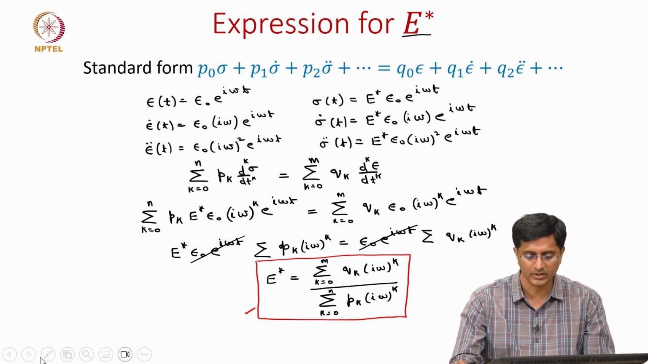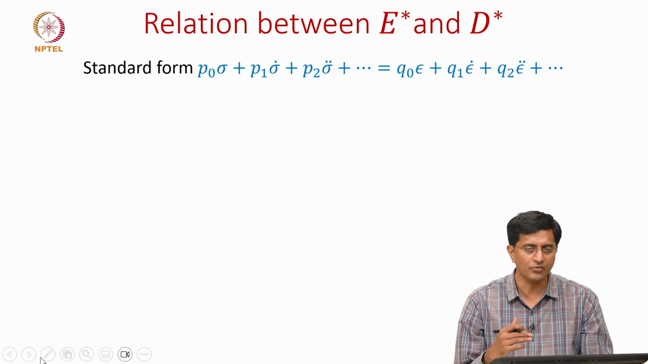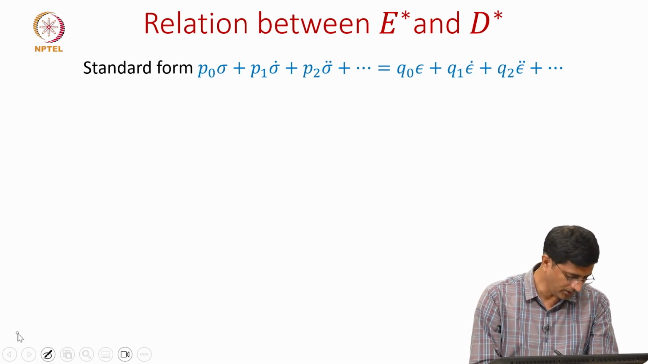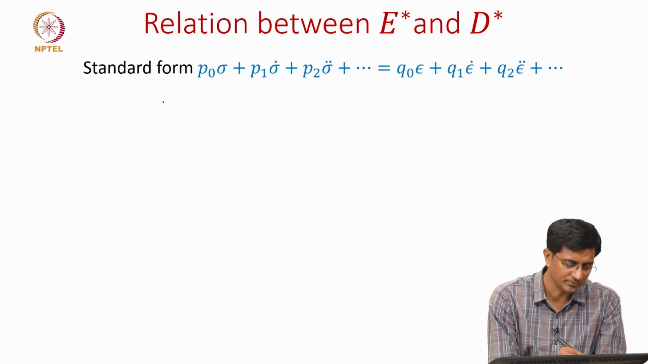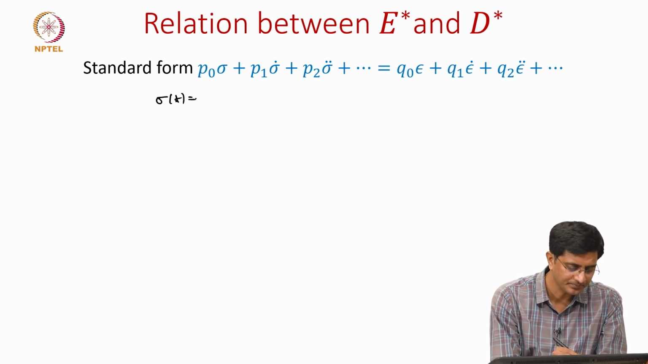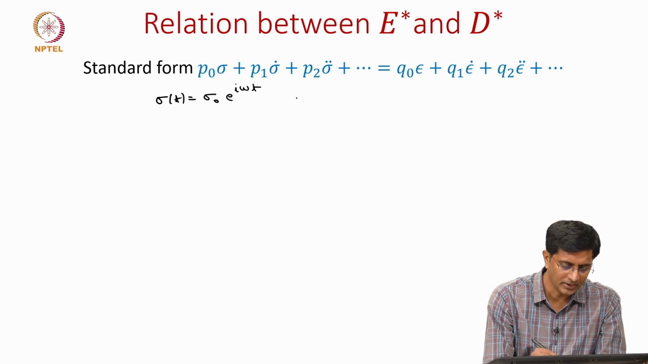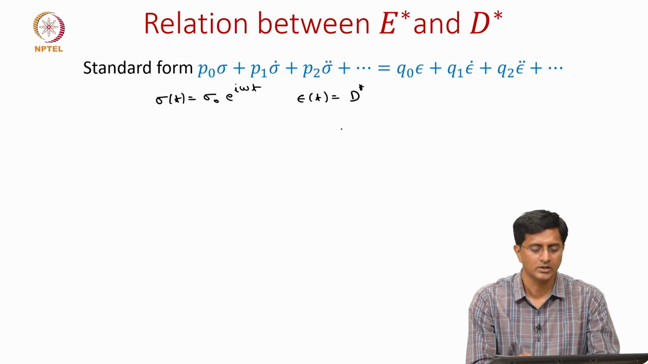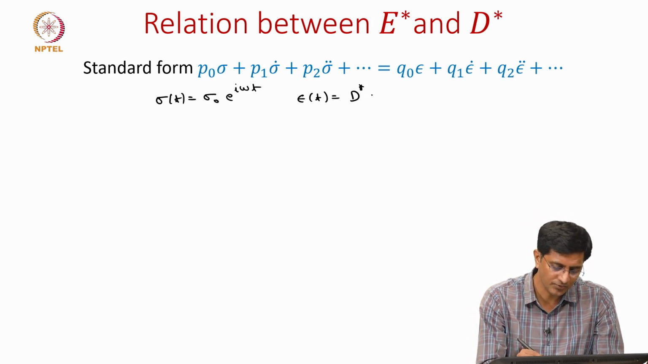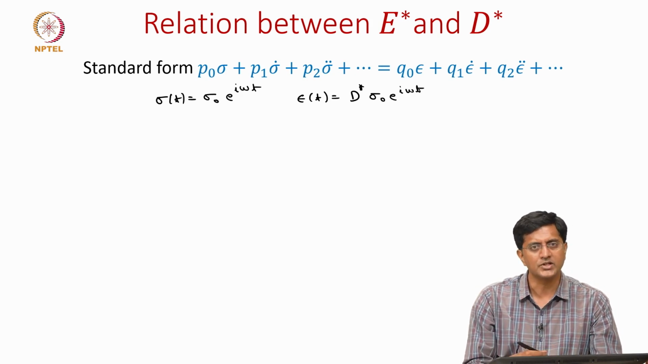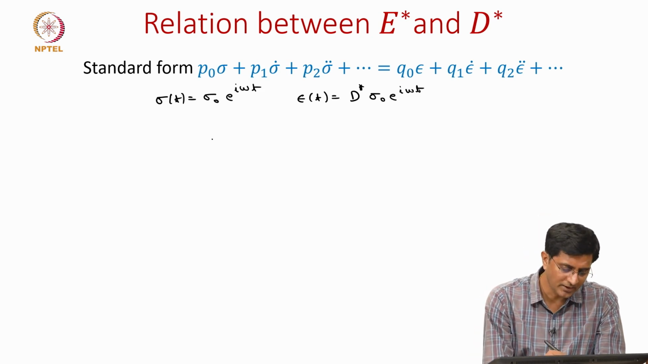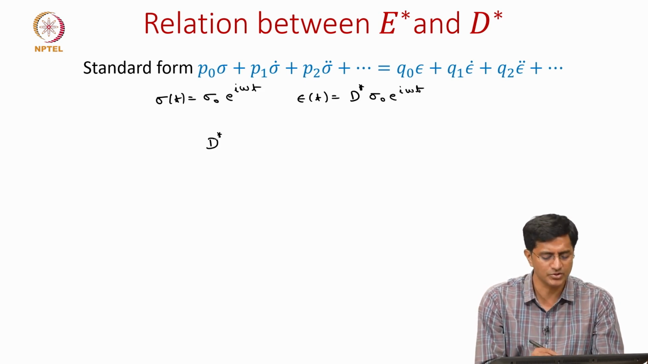Now, for the complex compliance, we can follow the same procedure. The only difference will be here we will start with stress input. And then the strain response can be written in terms of D star this time, which is the complex compliance, times the stress input, which is sigma naught e power I omega t. Then we will follow again the same procedure, but let me directly write D star now, because we have seen the procedure in the previous slide and the procedure is almost the same.